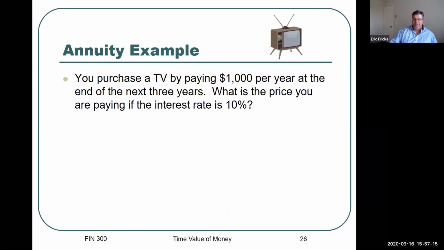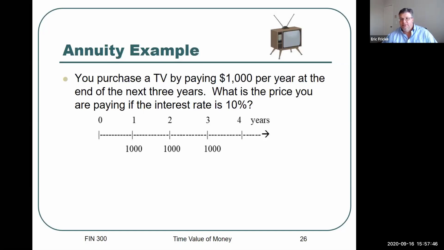Let's do an example here. You purchase a TV by paying $1,000 per year at the end of the next 3 years. What is the price you are paying if the interest rate is 10%? And what I mean by the price you're paying is the present value. What is the real price you're paying for that TV today, given you're offered this payment plan of $1,000 per year every year for 3 years?